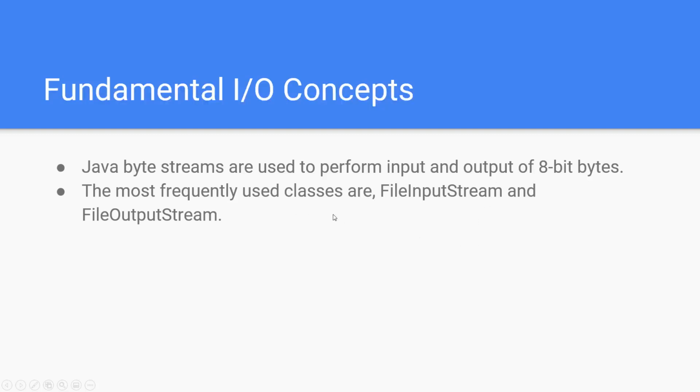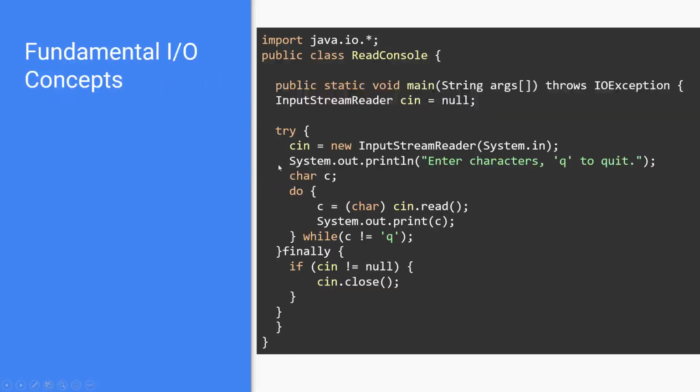Most frequent classes used are file input stream. So this is actually a class that the I/O library gives us. So there's file input stream and file output stream. And let's take a look here. So we can see we're importing Java I/O, which gives us essentially packages of reusable classes. You can see here we're declaring our type here, CIN, as input stream.